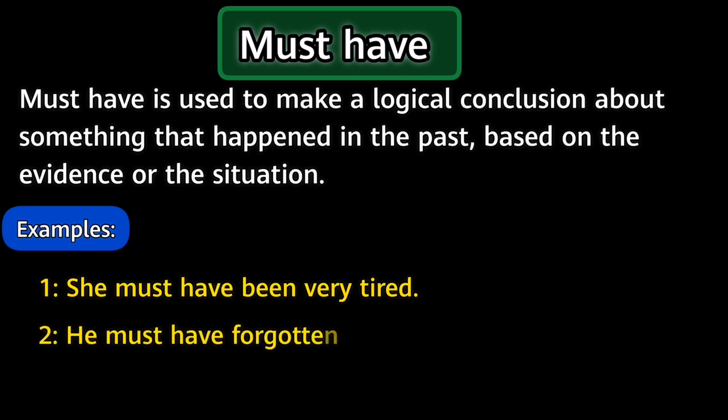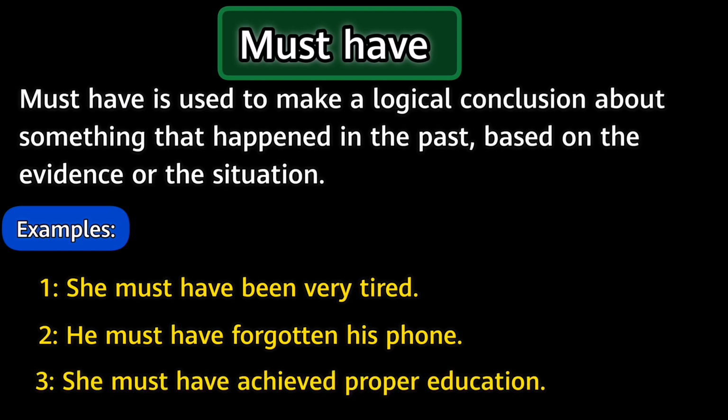He must have forgotten his phone. Look at this sentence. The expression, must have, is used and it means that he is not answering our phone, so we conclude that he does not have his phone with him. So, you can see, we have anticipated that he must have left his phone somewhere because he does not pick our call.